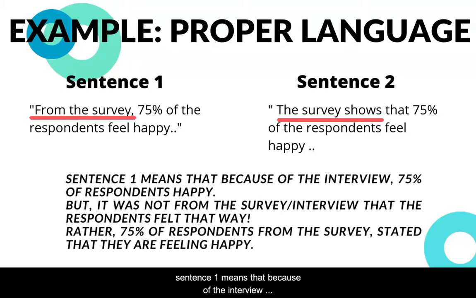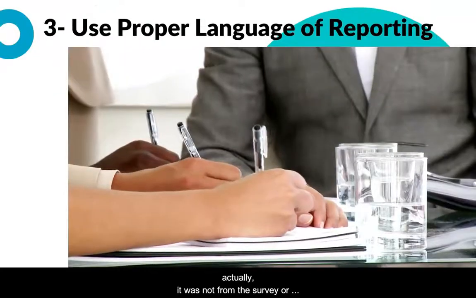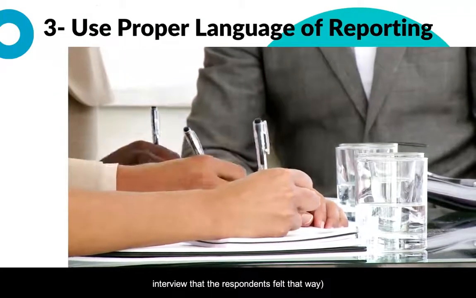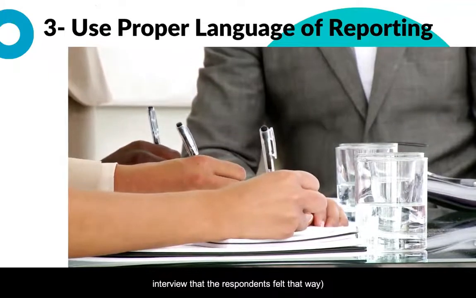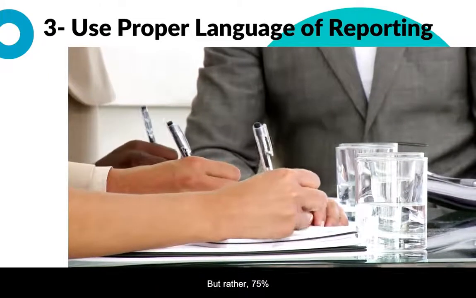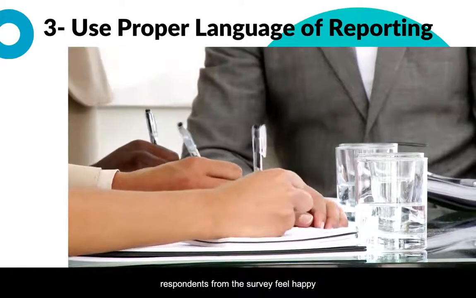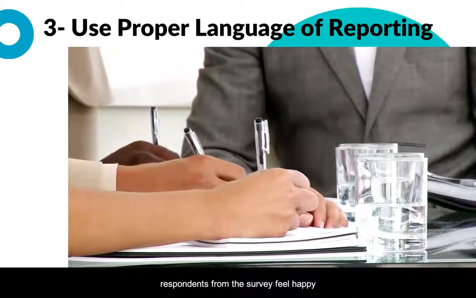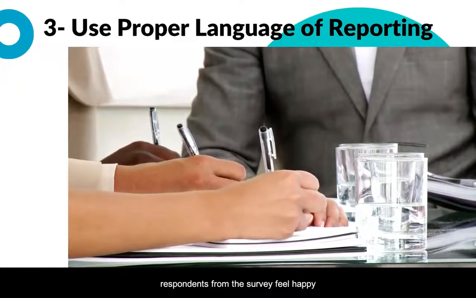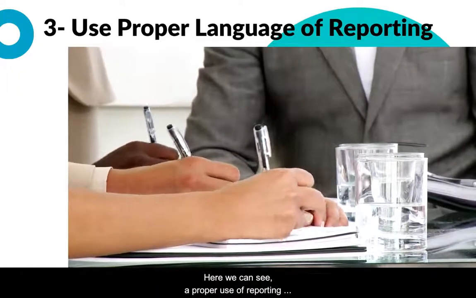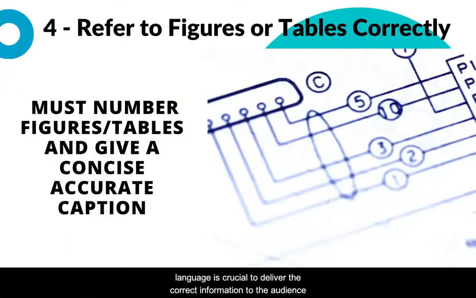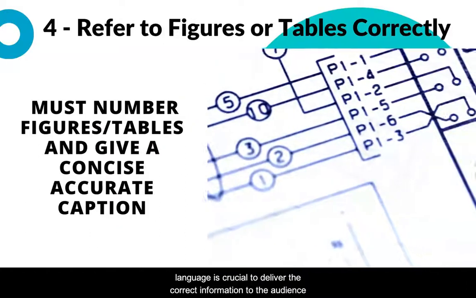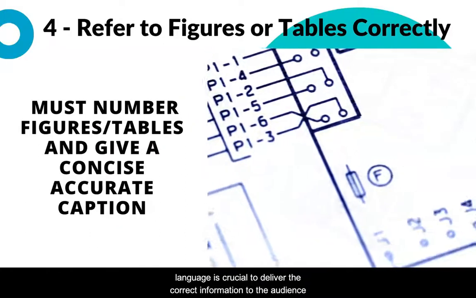The first sentence means that because of the interview, it makes 75% of respondents feel happy, when actually it was not from the survey or interview that the respondents feel that way, but rather we wanted to say that 75% of respondents from the survey feel happy about something. Here we can see a proper usage of reporting language is crucial to deliver the correct information to our audience.